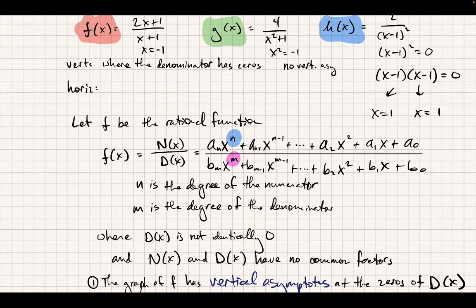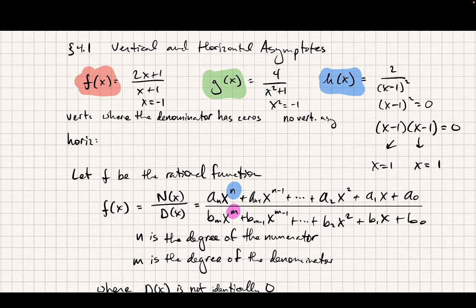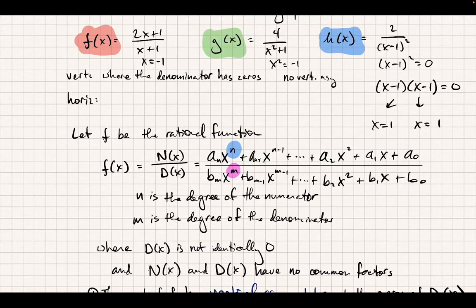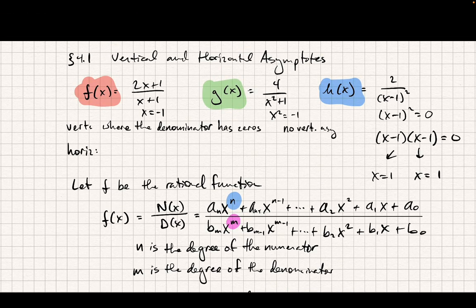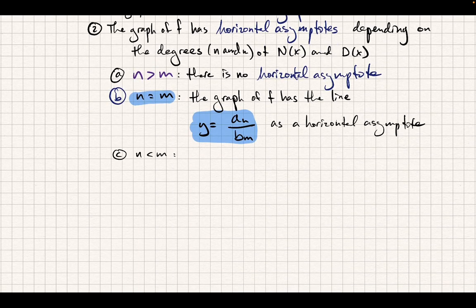So, did we have any examples of where the degree of the numerator was smaller than the denominator? G and H. And where did they have horizontal asymptotes? At 0. Yes. So anytime the degree of the numerator is smaller than the degree of the denominator, then the horizontal asymptote is always going to be 0.